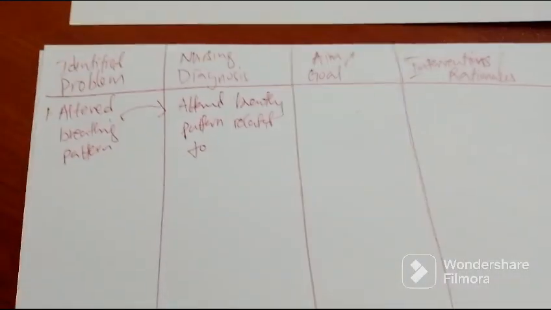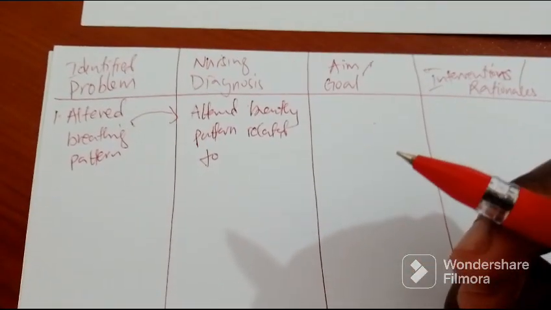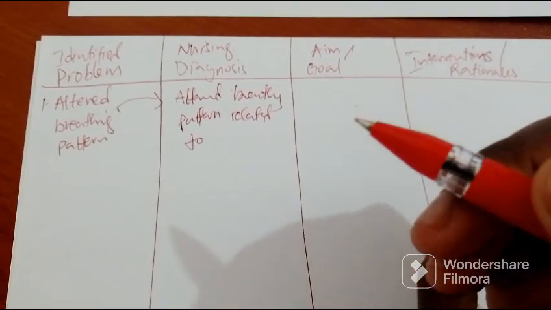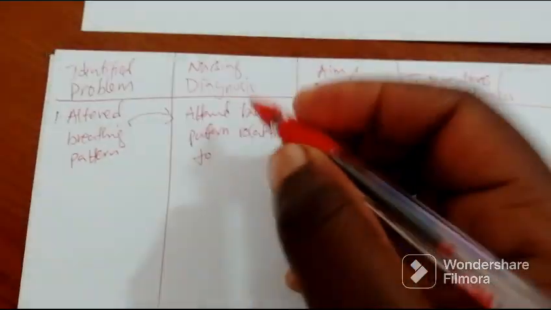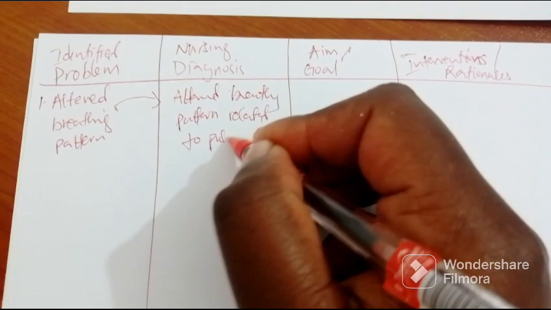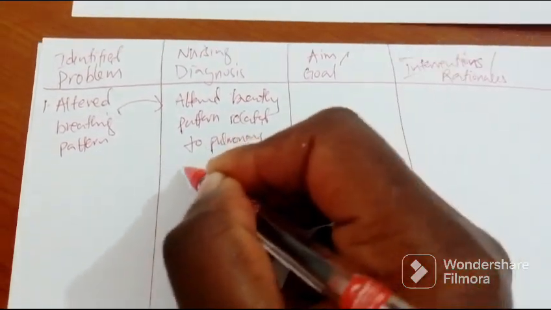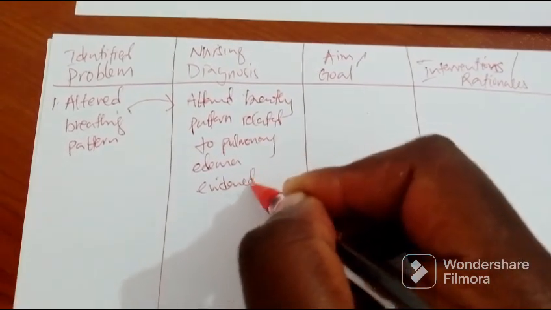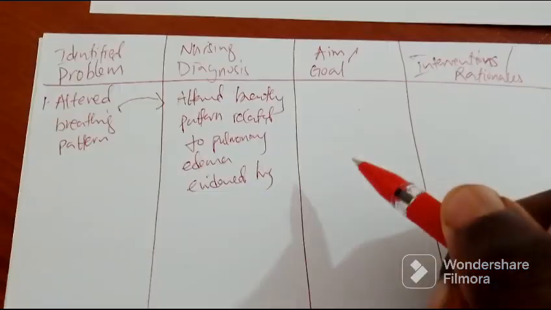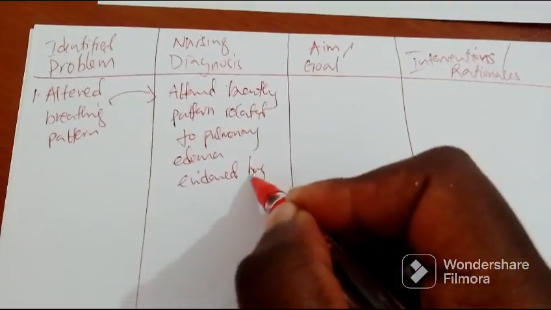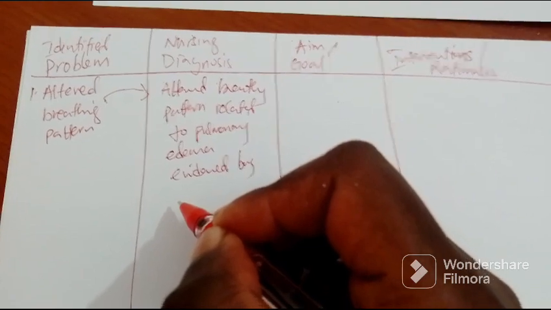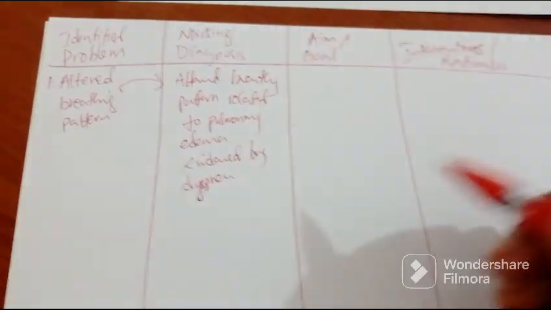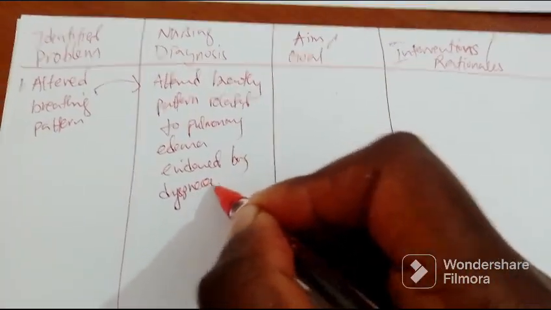related to. So if someone has got CCF and they have altered breathing pattern, mostly it's because of pulmonary edema. Okay, so related to pulmonary edema, then evidenced by. So if you have altered breathing pattern, mostly what you're going to see is either labored breathing or dyspnea. Okay, so our dyspnea, that is our evidence.